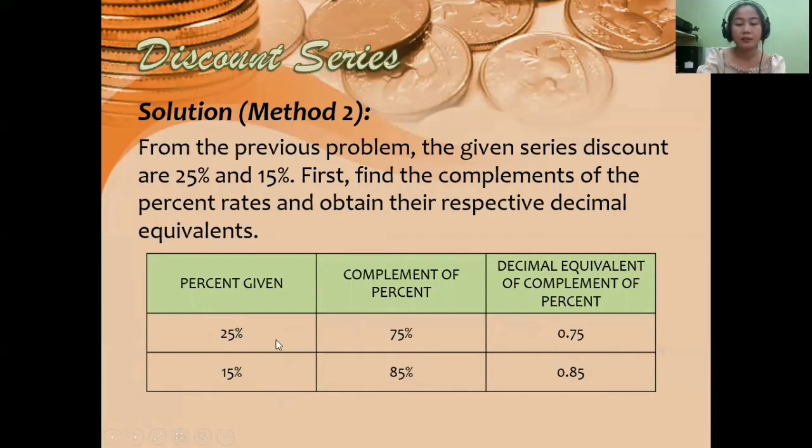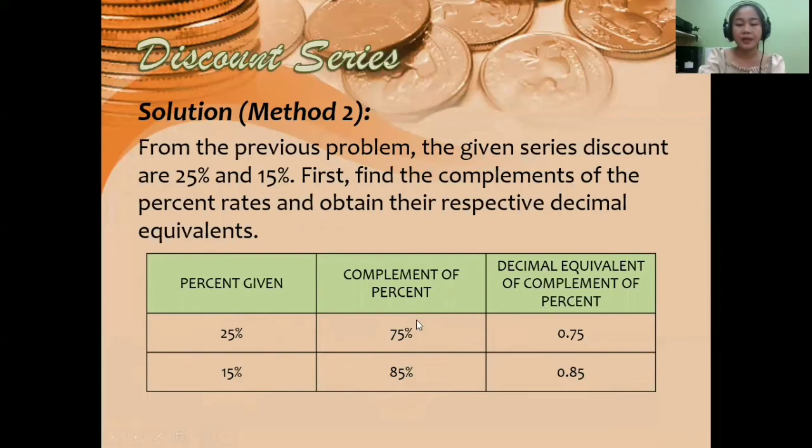Now, the complement of 25% is 75%. How? That is 100% minus 25%. The answer is 75%, because percent is always out of 100. That's why we will subtract the percent given from 100%. So 100 minus 25, the answer is 75. 100 minus 15, the answer is 85%. And after getting the complement of the percent given in the problem, we will transform these complements into decimals. So 75% in decimal is 0.75 or 75 hundredths, and 85% in decimal is 0.85 or 85 hundredths.